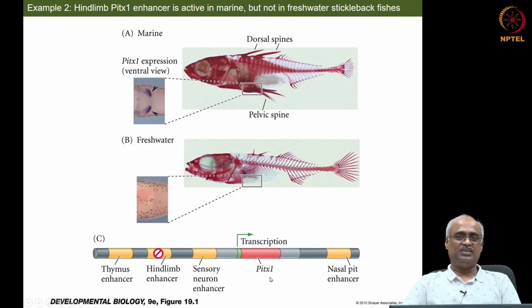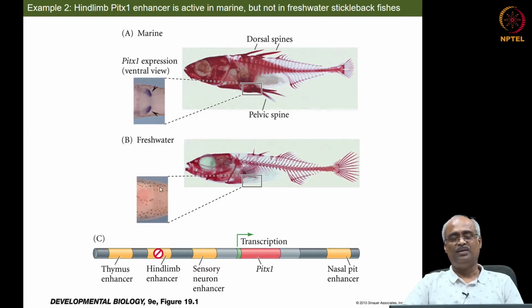But then when they looked at the amino acid sequence, there was absolutely no difference at all between the PITX1 protein sequenced from the marine sticklebacks and the freshwater sticklebacks. They were identical. But then when they looked at the expression pattern, what they realized is that in the ventral part, this is the ventral view at the bottom, like the belly side, near the pelvic region you have strong PITX1 expression in the marine water fishes, but not in the freshwater sticklebacks.